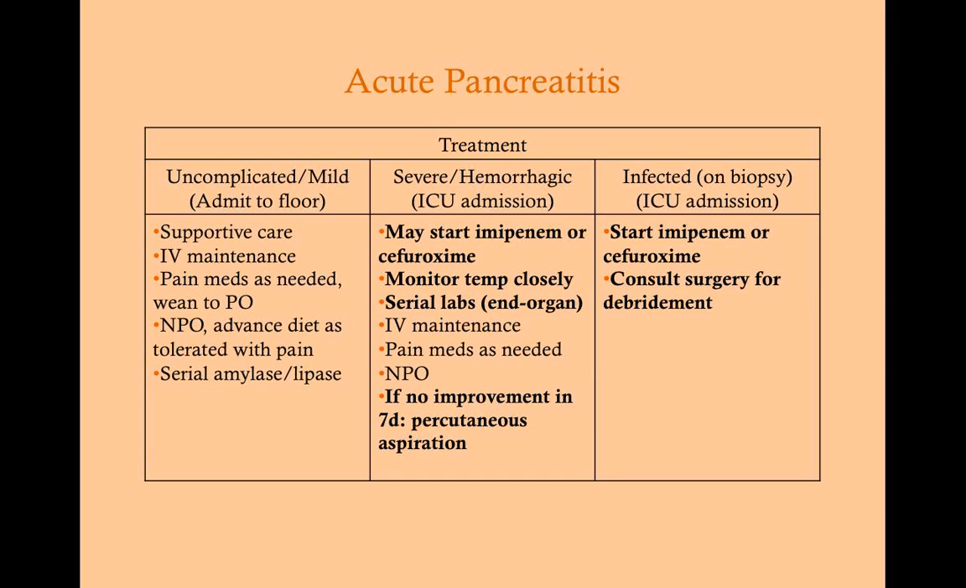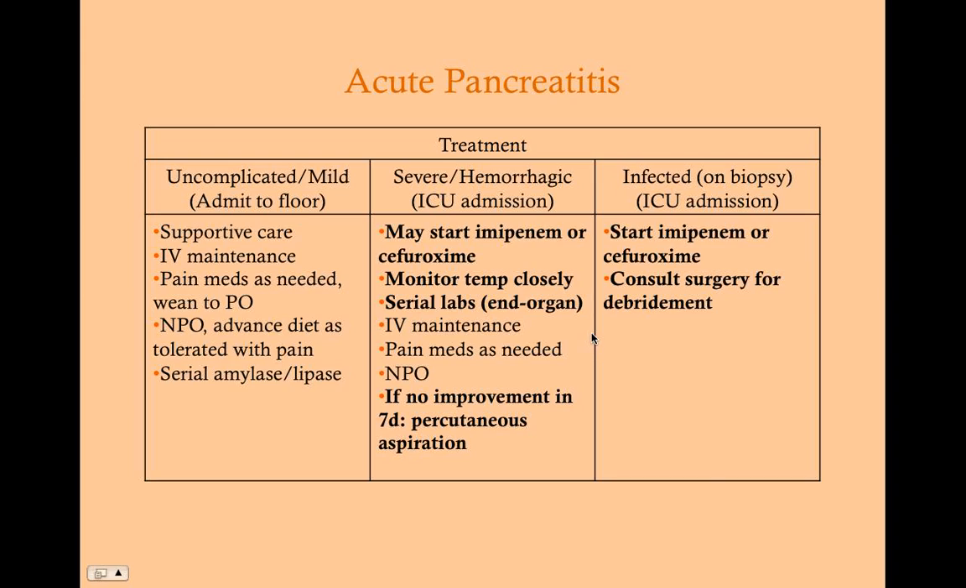And generally, the ones that you're going to need to do percutaneous aspirations on are the ones that you haven't started imipenem or cefuroxime on. That's not necessary. I wrote may start. You don't have to give them. It's not written in stone that you have to give them prophylactic coverage. Some do and some don't, but that's something that you can think about. So if there's no improvement in 7 days, go ahead with percutaneous aspiration.